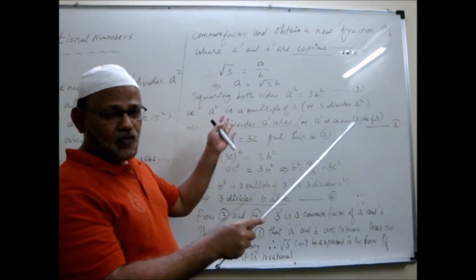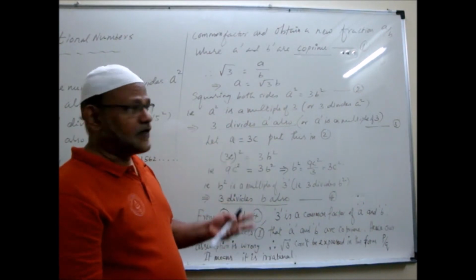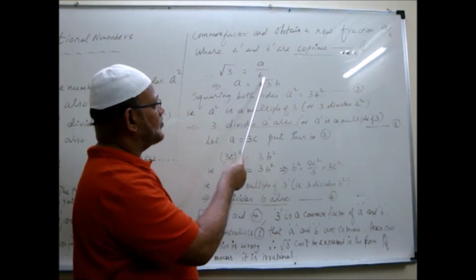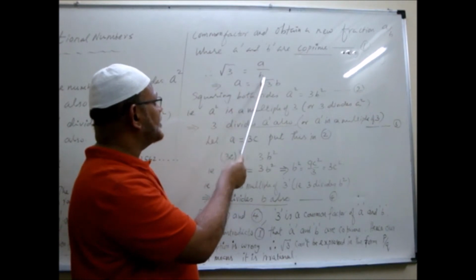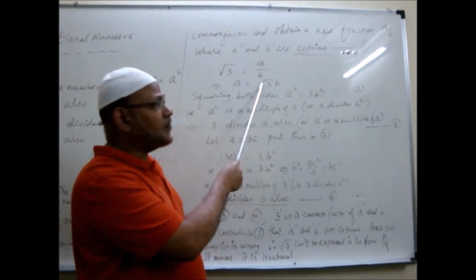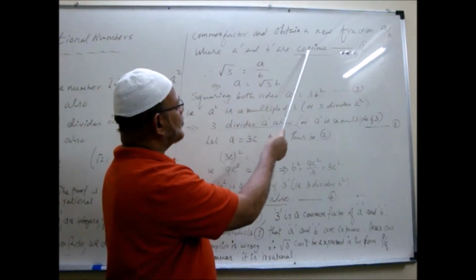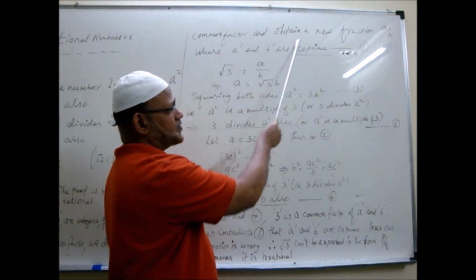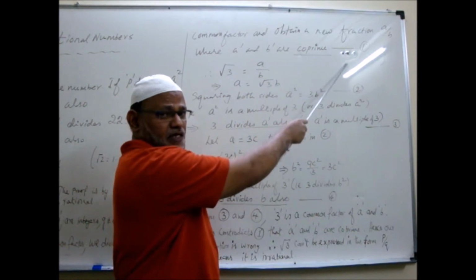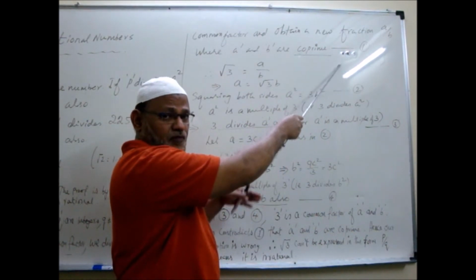I cannot say no common factor at all. 1 is a common factor, of course, but there is no other common factor. A and b do not have any common factor except 1. Therefore, a and b are co-prime. This is a very important statement. This is only going to give the conclusion of your proof.